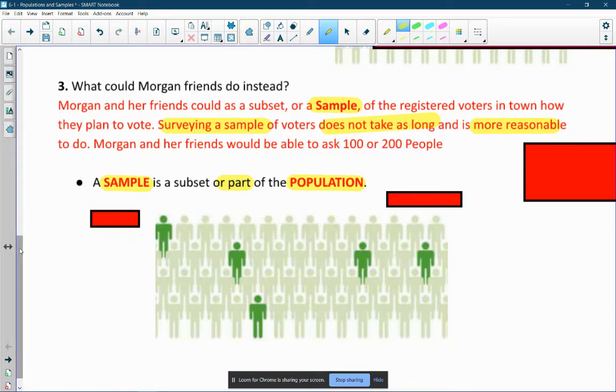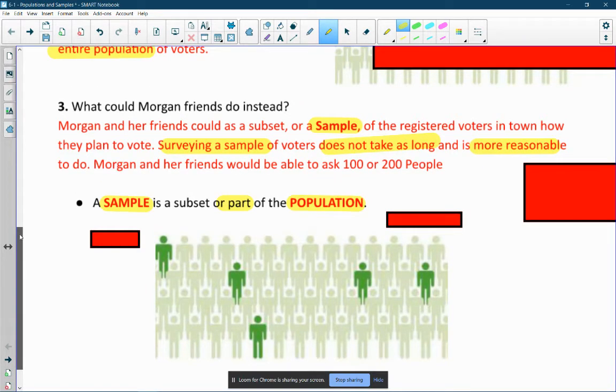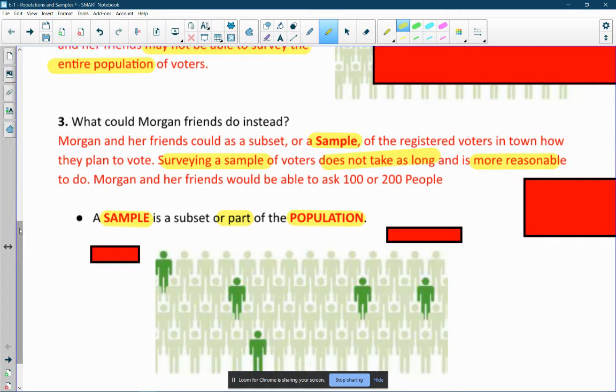So before I move on, a sample is a part of the population. The population is the whole thing, all 2,000 people. A sample could be 100 people or 200 people or more, depending on how much time Morgan and her friends have.